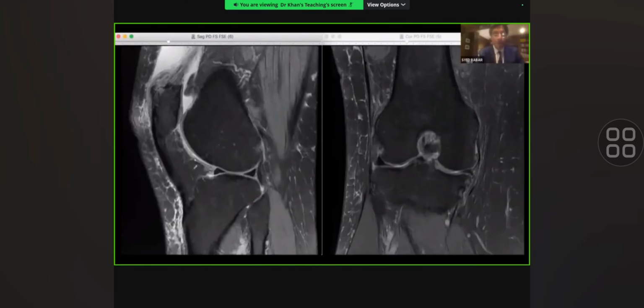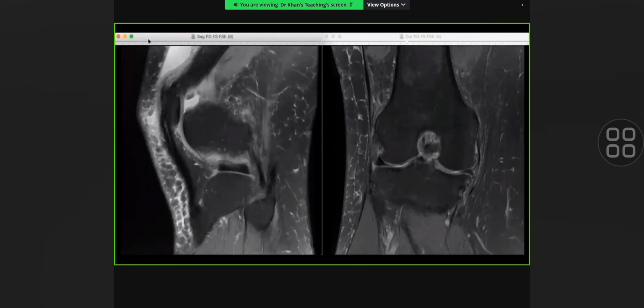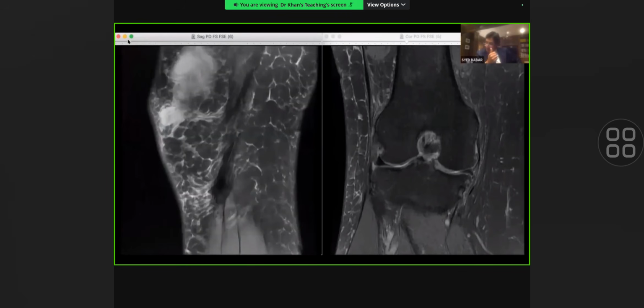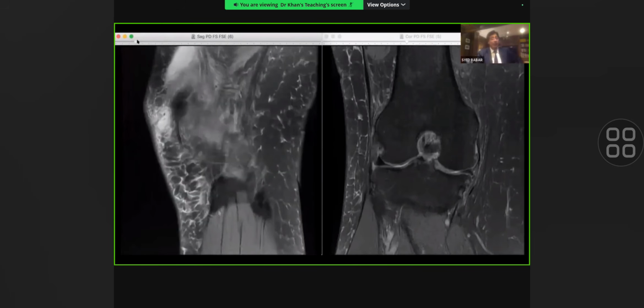Remote control. Candidate 2 still there? Yes. There you are. So this is a middle-aged person, about 45 years of age, and was playing excellent golf, but then suddenly presented with swelling and pain in the knee and could not continue beyond the second hole.